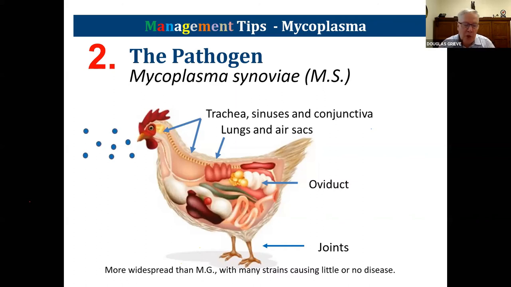Comparing MS to MG, MS also has a lot of variability in its pathogenicity, and there are very many strains of MS that cause no clinical disease whatsoever. In fact, they go largely unrecognized by the commercial producer. In the US, MS is very widely distributed in the commercial layer farms, and 80 to 90% of the multiple age layer farms are MS positive.